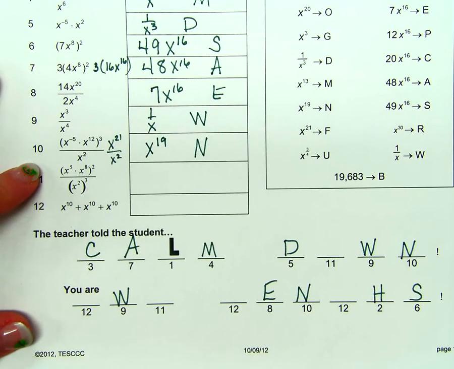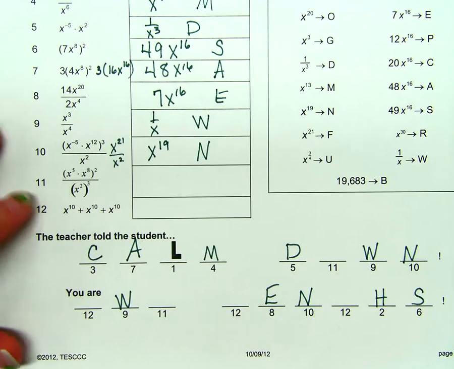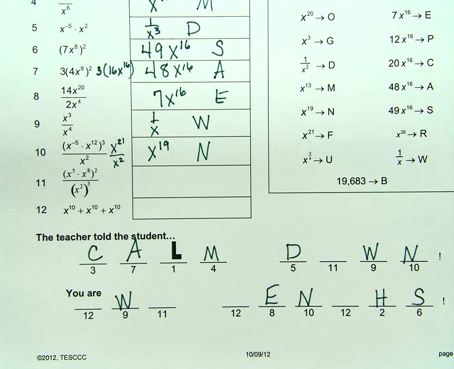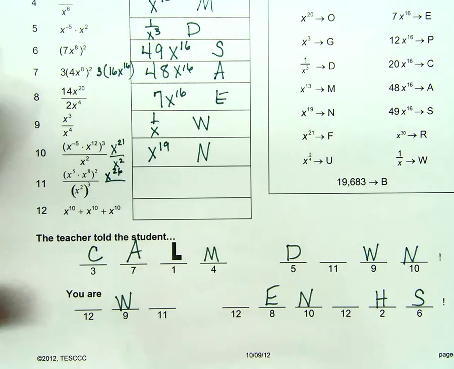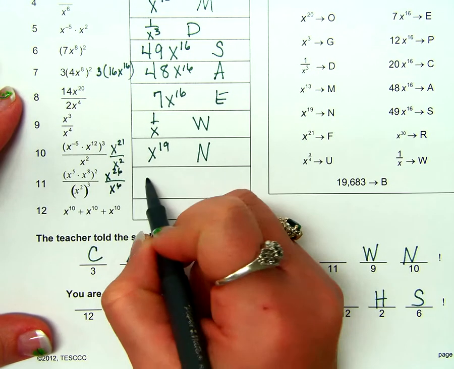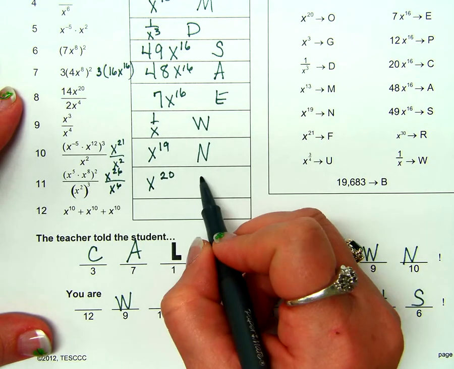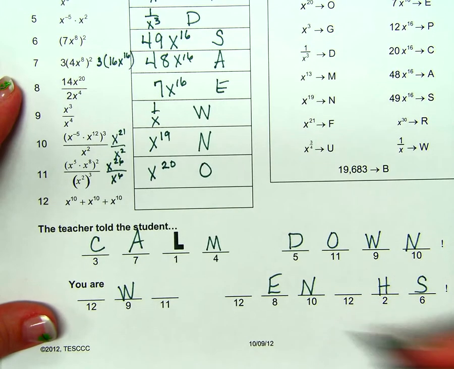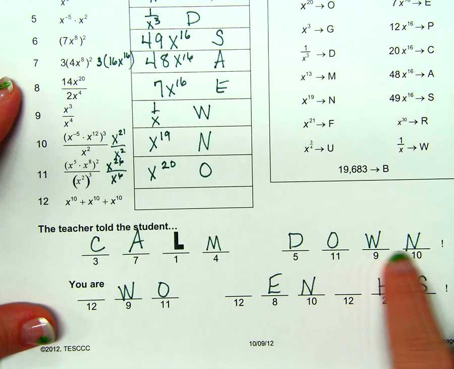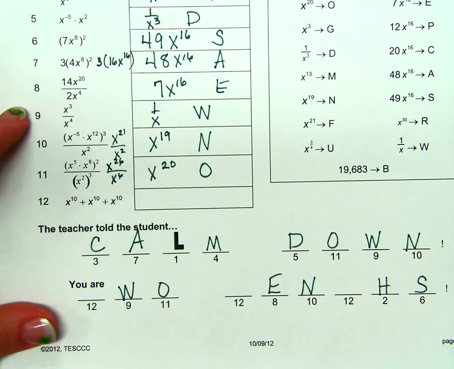That's exciting. Number 11. Simplifying first inside, x to the 13th squared, x to the 26th. Simplify the denominator as well, x to the 6th, so I end up with x to the 20th, which is O. So 11 is O. I'm pretty sure the second word is down. You don't think so? Okay, we'll check in a second.